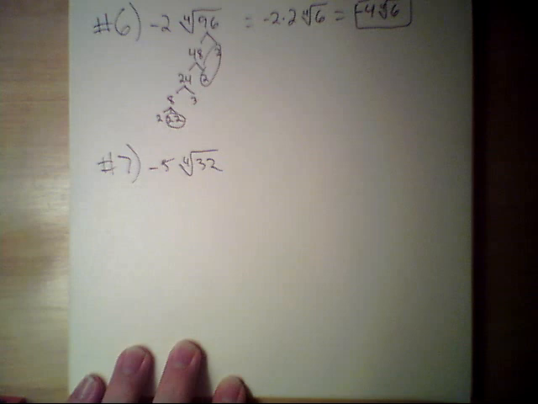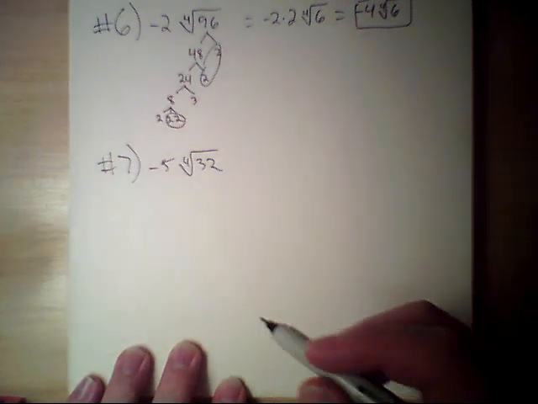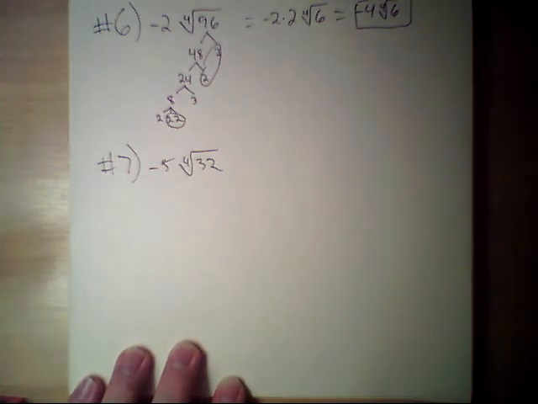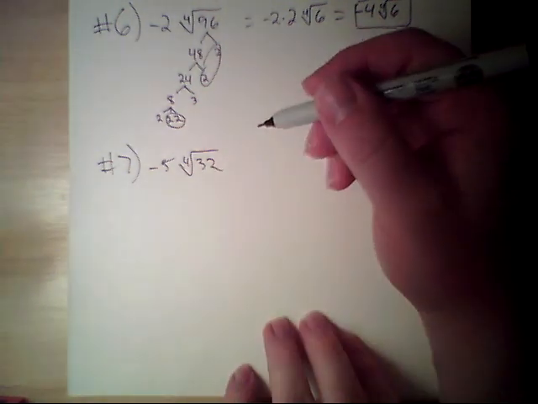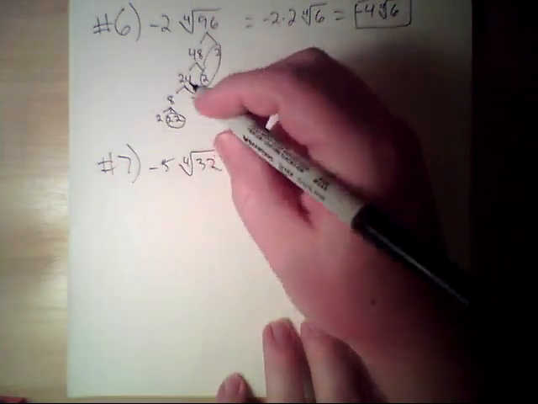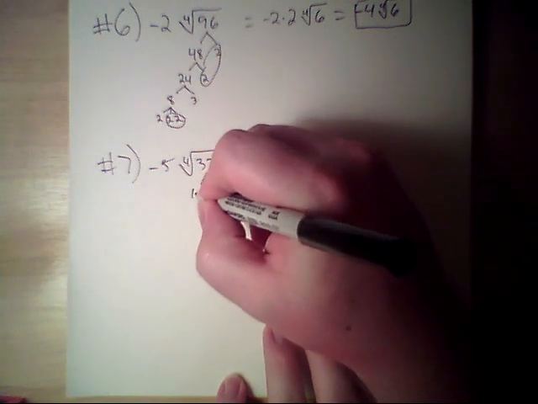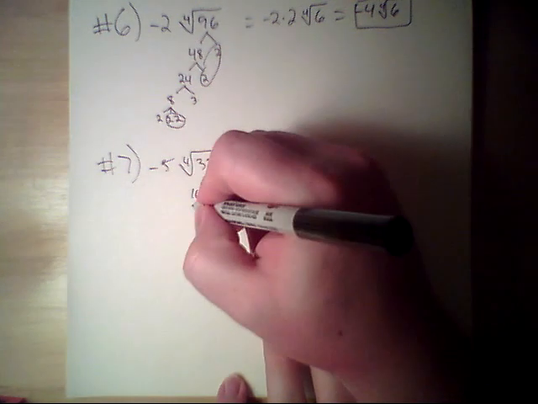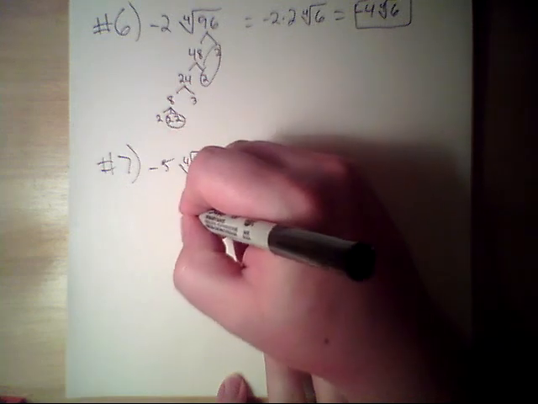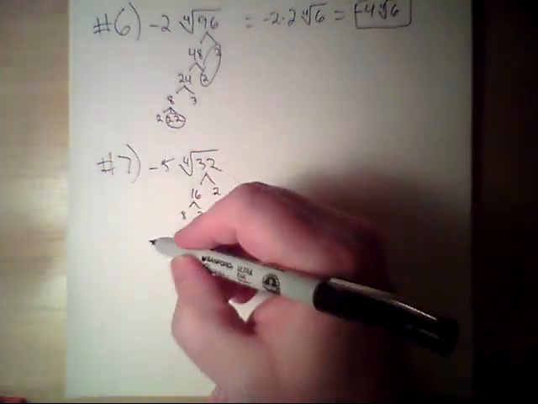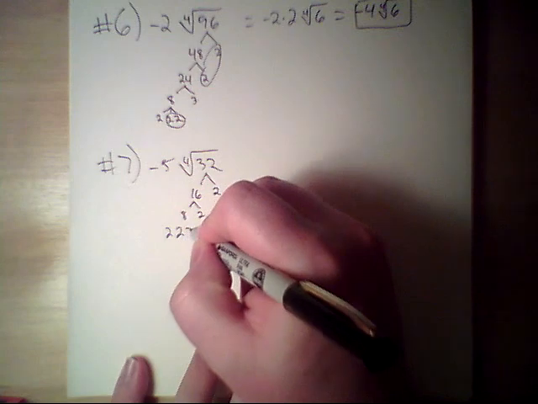I think we had a fourth root of 32 earlier, didn't we? On number 3. So you can check your work there, I suppose. So let's break this down. Let's leave that 5 alone. 32 I know is 16 times 2. 16 is 8 times 2. And once again, we have our friend 8, which is 2 times 2 times 2.